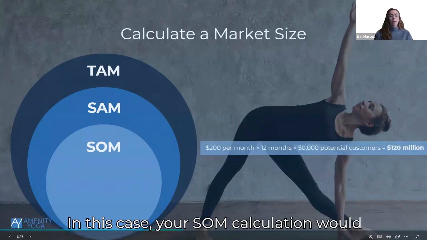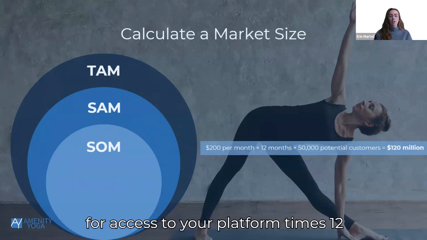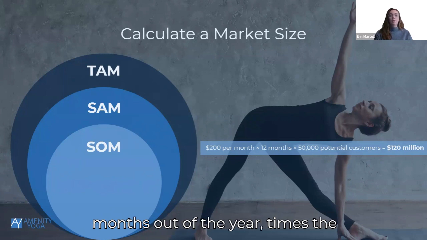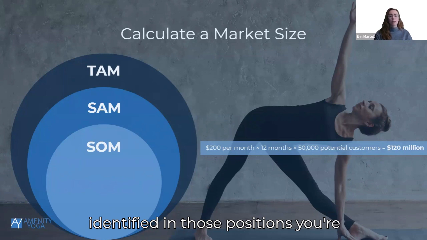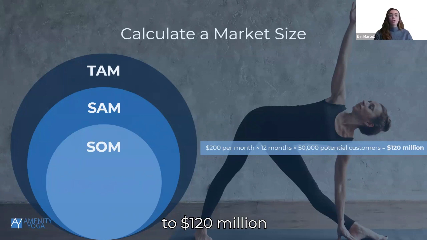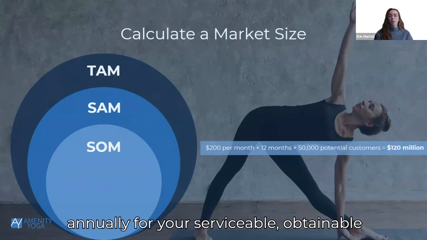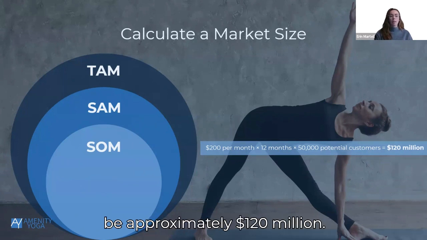In this case, your SOM calculation would be the $200 per month you plan to charge for access to your platform times 12 months out of the year times the 50,000 potential customers you've identified in those positions you're planning to target. This would lead you to $120 million annually for your serviceable obtainable market. Therefore, your SOM would be approximately $120 million.